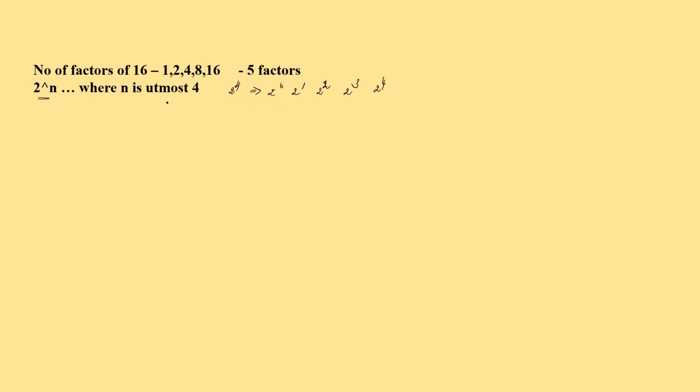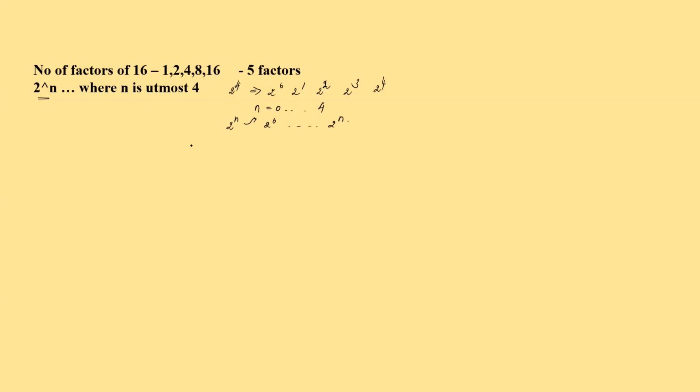Look at the factors of this number. The value of n ranges from 0 to 4. That means if any number is in the format 2 to the power n, the factors of this number will range from 2 power 0 up to 2 power n.